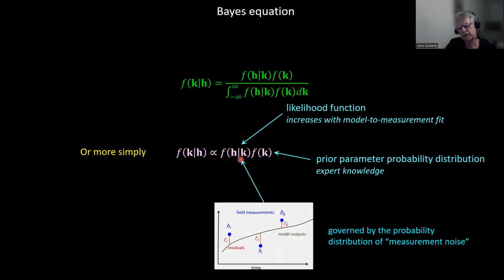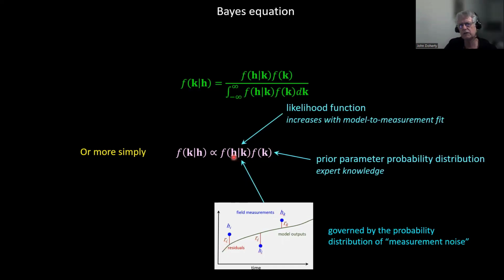Which is another way of saying, if my model is perfect, which I'm assuming, and if I knew the parameters completely, I'd have this green curve. How are field measurements distributed about that green curve? Well, they're distributed according to a probability distribution that reflects the noise associated with those measurements.